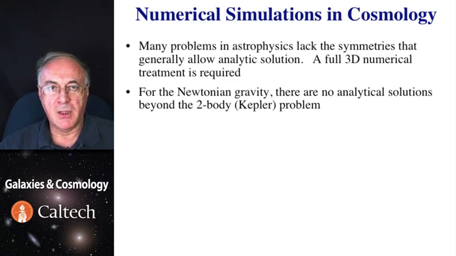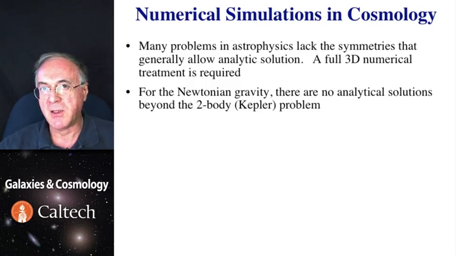For example, in simple Newtonian gravity, which is about as simple as it gets, we can analytically solve rigorously only a two-body problem, the Kepler problem. Add a third mass point, and there are no analytical solutions except in some very special circumstances. This was proven analytically by Poincaré 100 years ago, that there are no analytical solutions for more than two-body problem in Newtonian gravity.